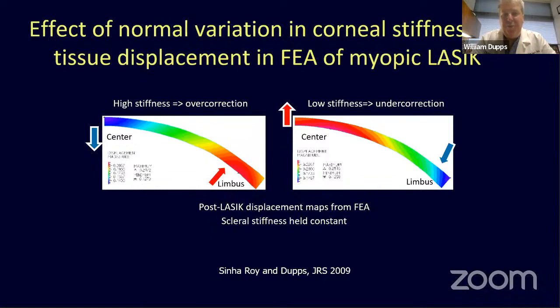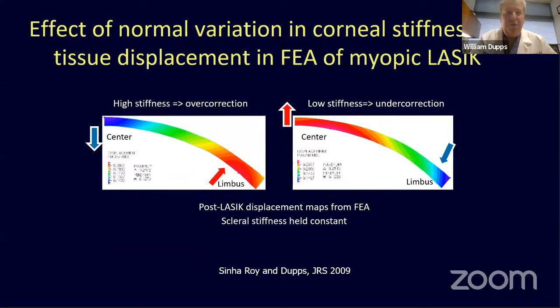What we did was simply model myopic LASIK for a variety of different magnitudes of myopia. And we used the same corneal geometry and the same eye geometry. All we changed was the stiffness of the cornea. So we changed the elastic modulus parameter and then ran the simulations and looked at the differences in corneal shape after the simulated surgery. And what we saw were very different responses across a range of normal elastic moduli from ex vivo studies of normal human corneas.